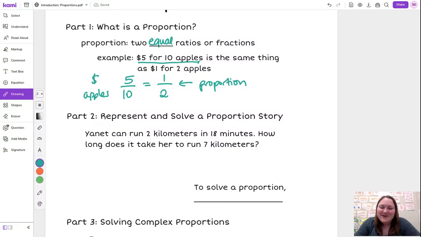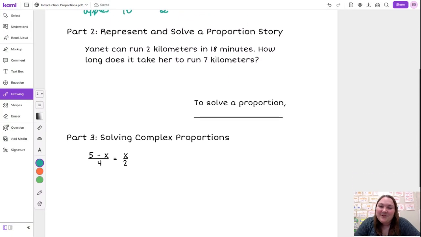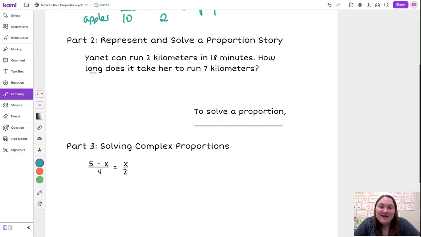And so we can use proportional equations to help us represent different stories, specifically stories that are talking about ratios. For example, we can say Janet can run 2 kilometers in 18 minutes. That right there is one ratio. In this story, we're looking for the other ratio. How long does it take her to run 7 kilometers?